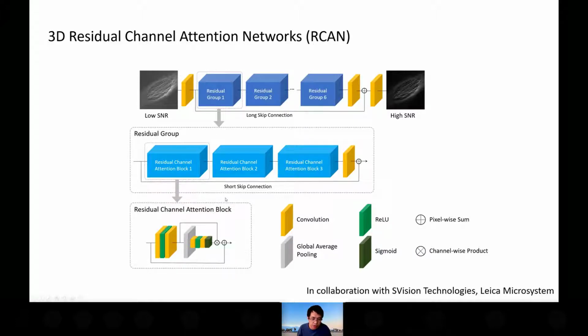So this is the architecture of the 3D RCAN. Basically, what you can see here is that the 3D RCAN is composed of a few residual groups, and there is a long skip connection between them to bypass these residual groups. Inside each residual group, there are several residual channel attention blocks, and there are short skip connections within the residual groups. The design of these long skip connections and short skip connections was to bypass the low frequency learning and focus on learning the high frequency information, because most of the super resolution imaging is most relevant to the high frequency information.